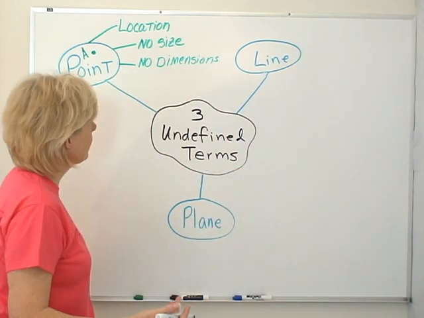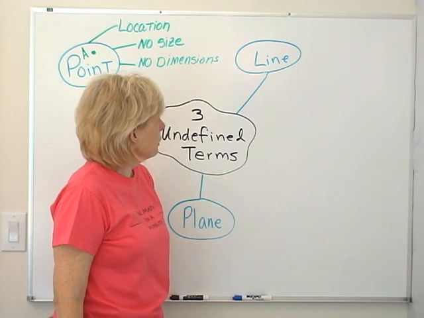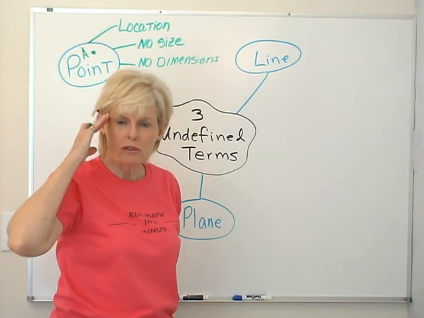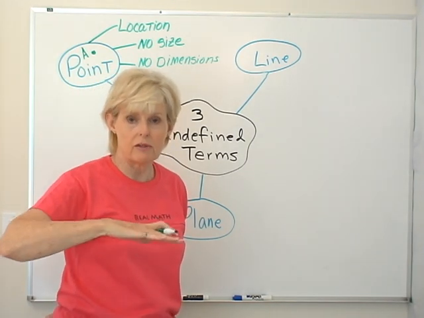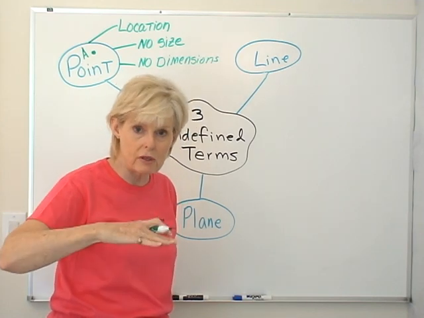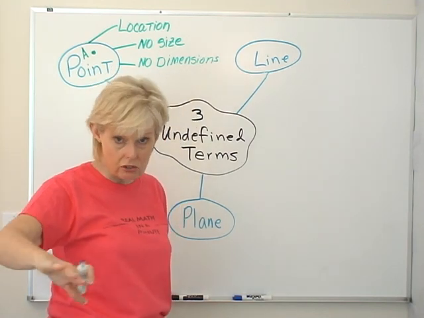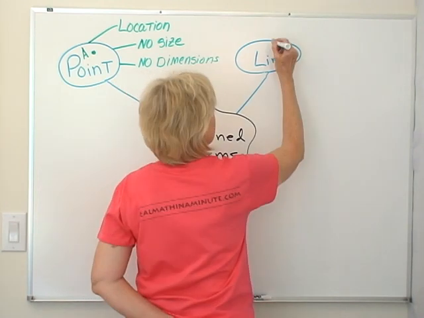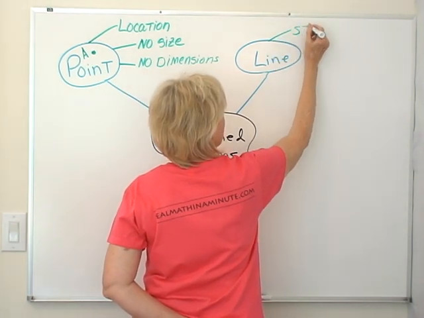Okay, now let's look at line. We all know what a line is, and it goes without saying from now on that whenever I say line, it means a straight line. So lines are straight, so let's write that down. Lines definitely are straight.